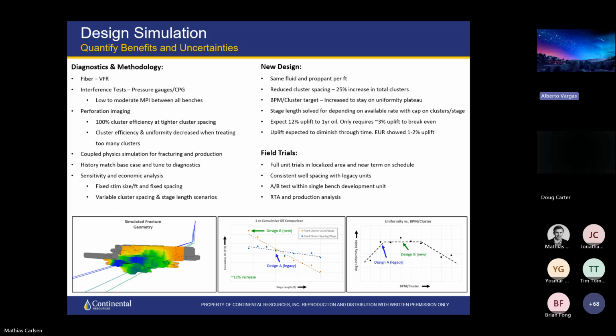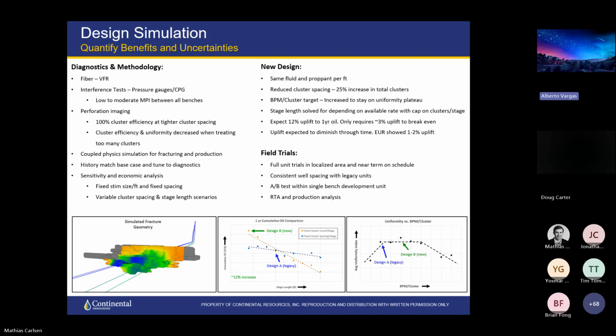So again, we used the coupled physics modeling to integrate all of this data and calibrated the model to it, and then ran a series of sensitivities and economic analysis. And importantly, in all of these, the only thing that we're changing is the stage architecture. The volumes and pounds per foot are staying the same, and the spacing is staying the same. So the new design we came up with, we ended up reducing our cluster spacing by about 25%, to increase the total number of clusters across the lateral by about 25%.